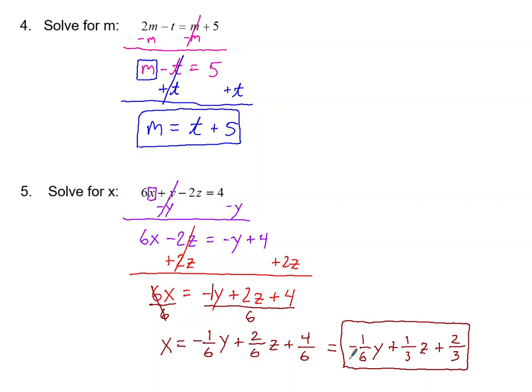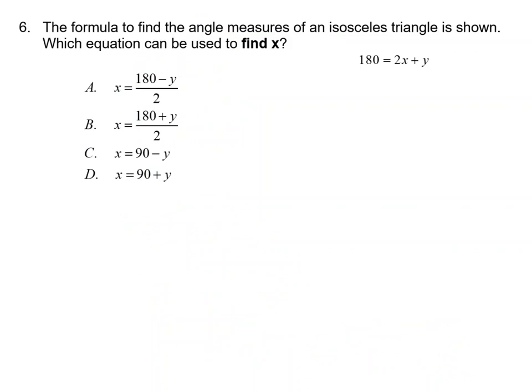Let's look at one more example, and again, I'd like to make this a try problem. The formula to find the angle measures of an isosceles triangle is shown right here. I would like for you to tell me which of the following equations can be used to find x. Simply solve for x and tell me which one of these answer choices that is. Please pause now and try this problem yourself.